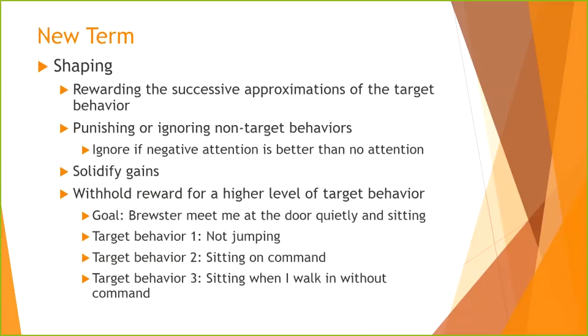So our first new term is shaping. We're rewarding what we call successive approximations of the target behavior, and that's a lot of gobbledygook to mean we're going to reward baby steps. We don't want to give attention to or reward non-target behavior. Sometimes negative attention is better than no attention at all. So if there's a behavior that occurs that is not the one that you want, you don't want to reward it. And then you solidify gains. Once you get them making that baby step, you reward that for a little while until you're sure that's going to occur 100% of the time. And then you say, okay, we're going to make it a little bit more difficult now.